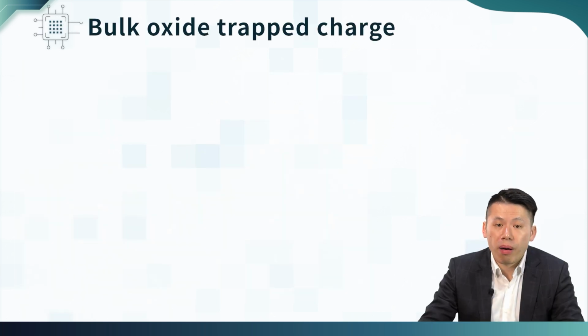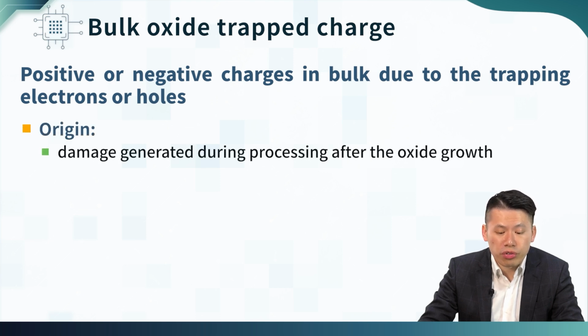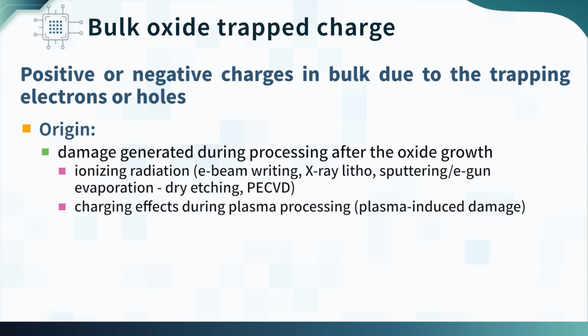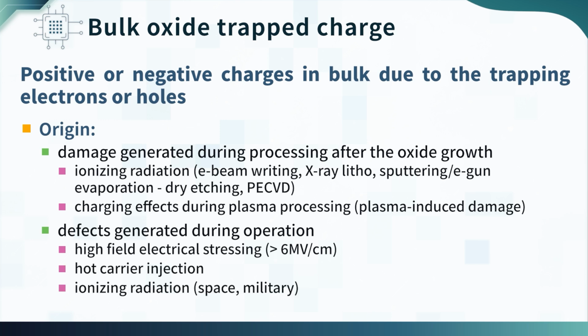And the second one is the bulk oxide trap charge. It can be a positive or negative charge in the bulk due to trapping of electrons or holes. So some possible origins are damage generated during the process after the oxide grows, for example, radiation or some charging effect during plasma processing, or defects generated during operation, for example, high field electrical stress, hot carrier injection, or even radiation.